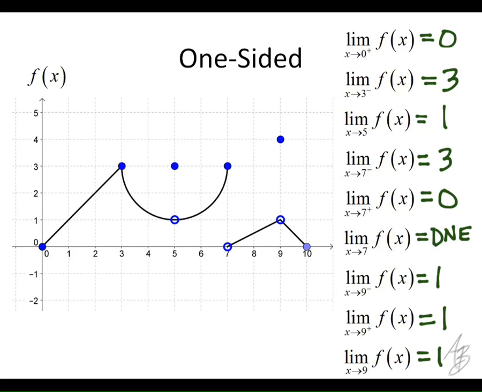So does it matter here that the value of the function at 9 is actually 4? No. When we're talking about limits, the value of the function at that point is irrelevant. It doesn't matter. So even though the value of the function at 9 is 4, the function itself is approaching 1 as we approach 9 on the x-axis. Does that make sense? Okay.